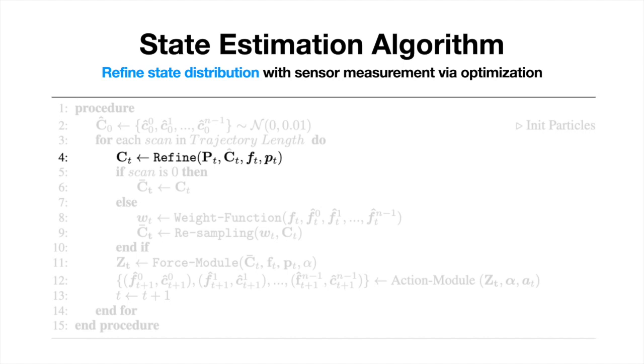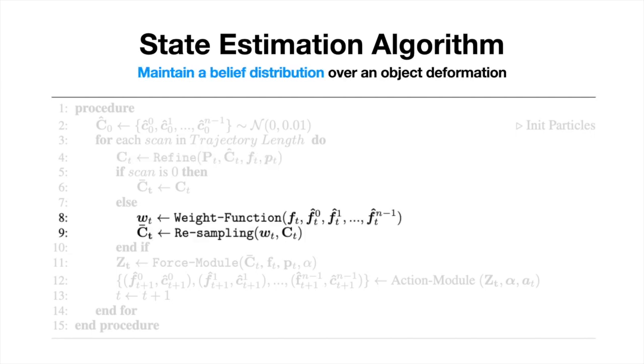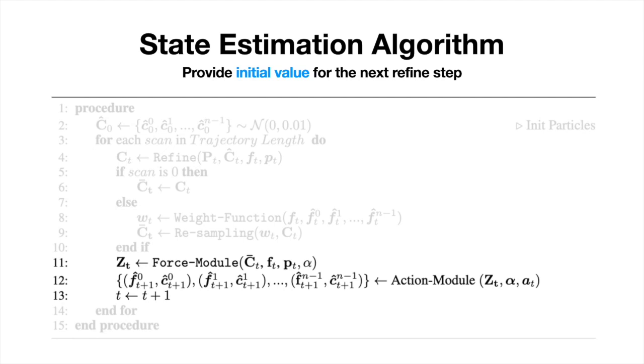With our learned dynamics, we propose a state estimation algorithm. The first step of this algorithm is to refine the latent state using sensor measurement via Adam optimization steps. The second step is resampling particles in order to maintain a belief distribution over a sequence of deformed object shapes. Each particle represents one latent code, which corresponds to one specific deformed geometry. Finally, we roll out the dynamics to predict the next step's boundary conditions. This prediction provides a great initial value for the next refinement step.